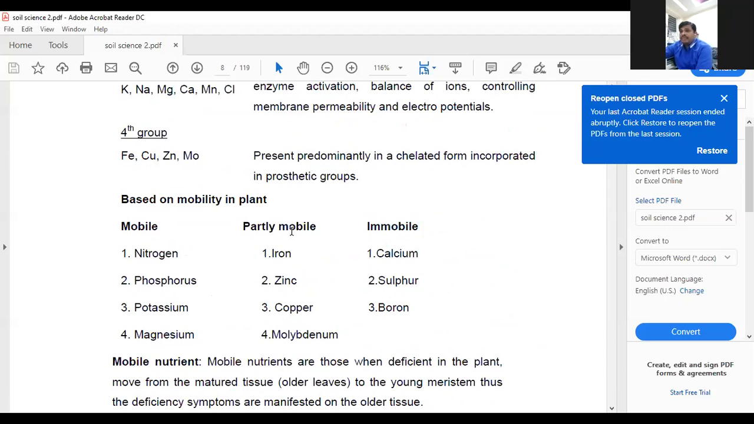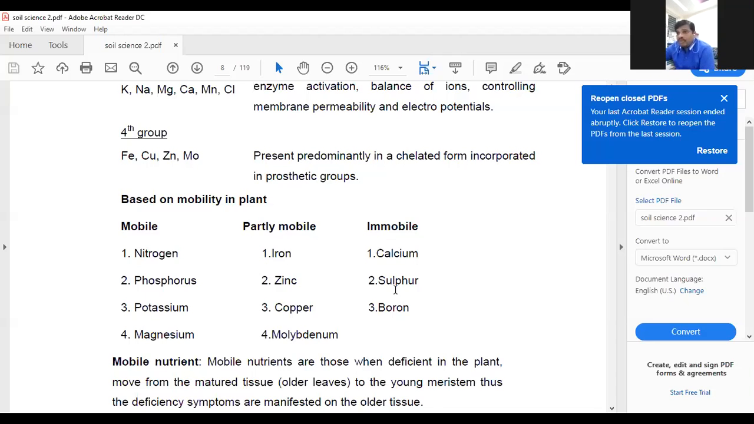Then, based on mobility in plants, some nutrients are highly mobile, partly mobile, and immobile. The mobile nutrients are N, P, K, and magnesium, that is nitrogen, phosphorus, potassium, and magnesium. The partly mobile nutrients are iron, zinc, copper, and molybdenum. And the immobile nutrients are calcium, sulfur, and boron.